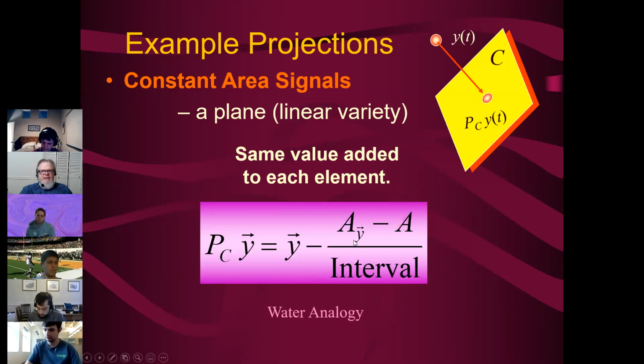It is the area of y minus the area of a, but you have to keep the area of a over a certain interval, say from minus T to T. So whatever that interval is, you have to divide by that in order to keep the area constant. So this is the water analogy of reducing and projecting onto sets that are simplexes, that all of the values sum to be equal to a constant.